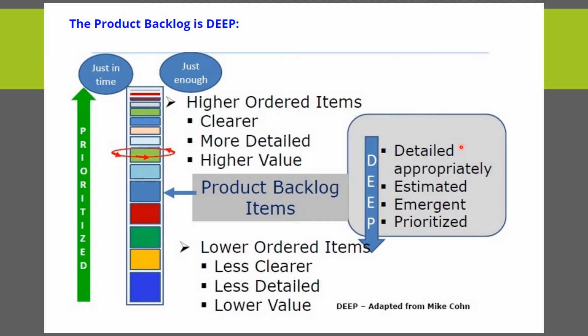creators. So DEEP means detailed appropriately, estimated. The product backlog should be estimated. Generally, you do the estimation for the higher order items. For lower order items, you might have some kind of high level information or high level story points, or a ballpark number might work for you. Emergent is the generally evolving nature of the product backlog, which needs to be ordered, ranked or prioritized by the product owner. So the product backlog should follow the principle of DEEP.